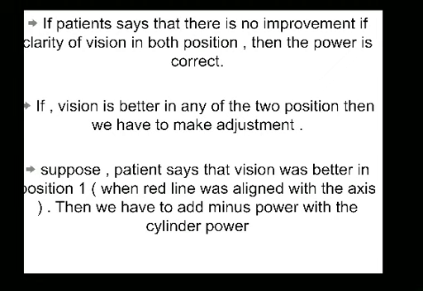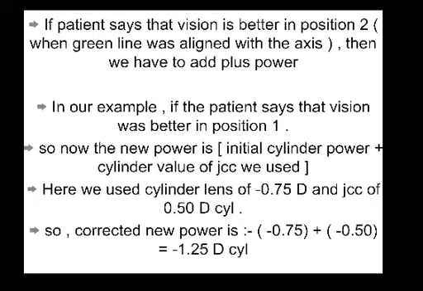Suppose the patient says that vision was better in position 1. That means when the red line was aligned with the axis, then we have to add minus power to the cylinder power. And if the patient says that vision is better in position 2, that means when the green line was aligned with the axis, then we have to add plus power to the cylinder power for the final power. So in our example, suppose the patient says that vision was better in position 1. So what would be the final power?